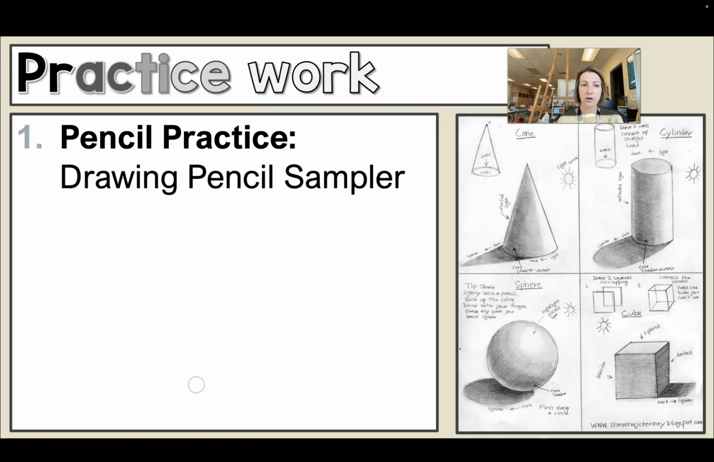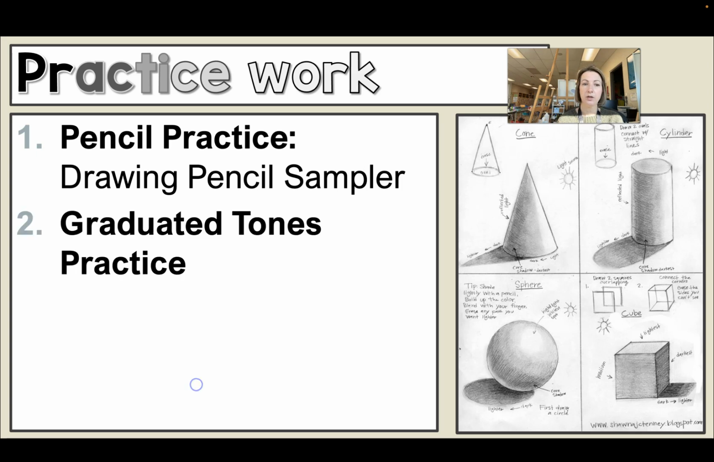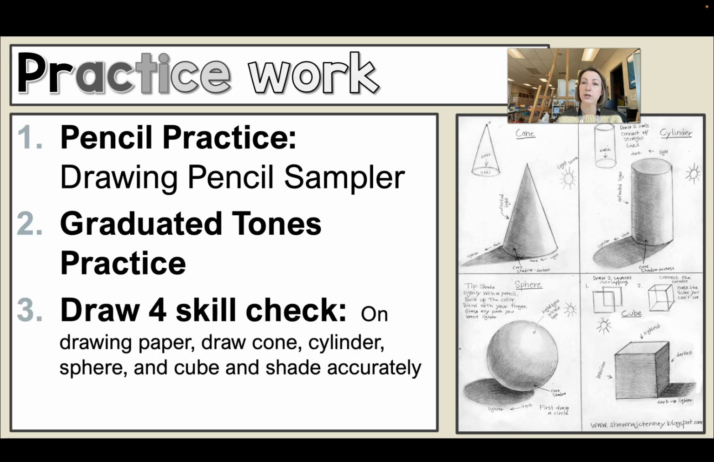For our practice work, you're going to do a drawing pencil sampler to test out the different pencils. You're going to make a graduated tones practice, so you're going to practice making a value scale. And then we're going to do a draw four skill check. On a piece of drawing paper, you're going to draw a cone, a cylinder, a sphere, and a cube, and shade them accurately using those five different values. I'm going to give you an example, and then you're going to work from that example.